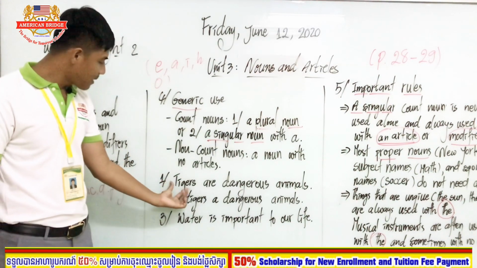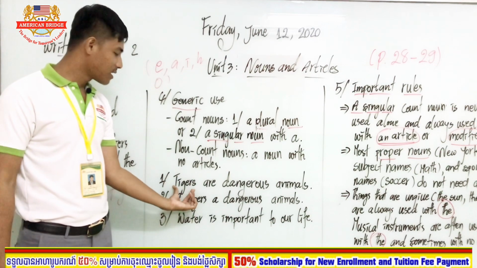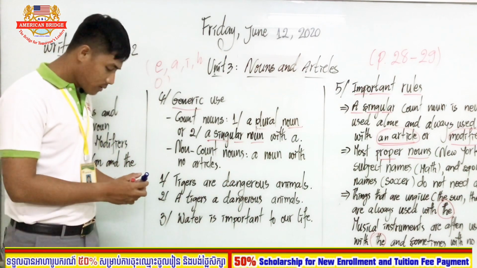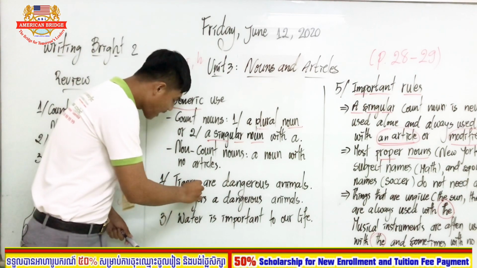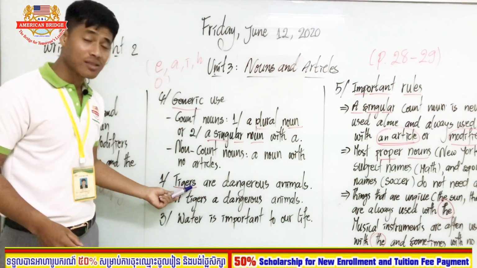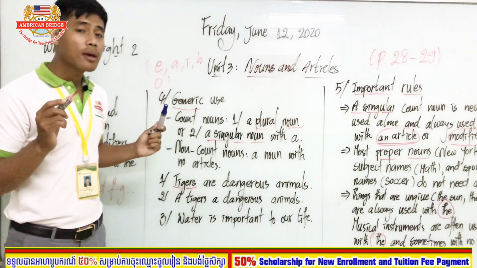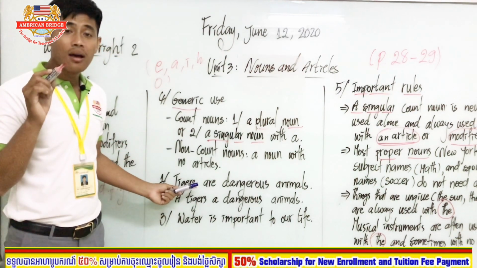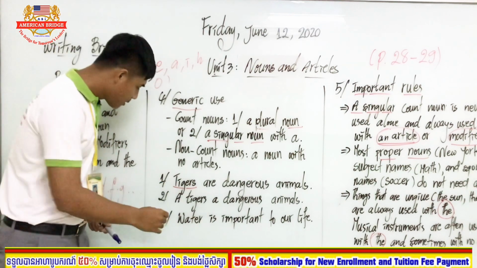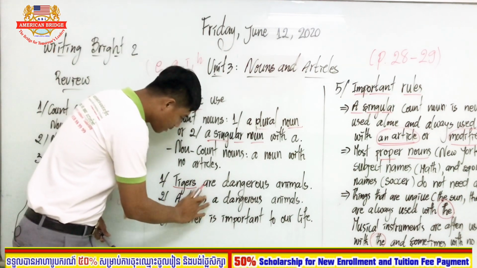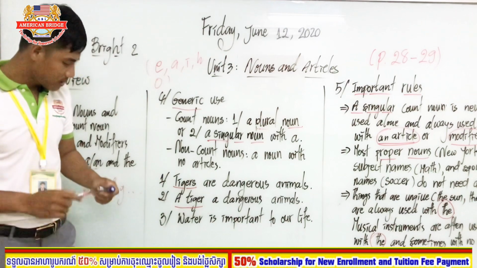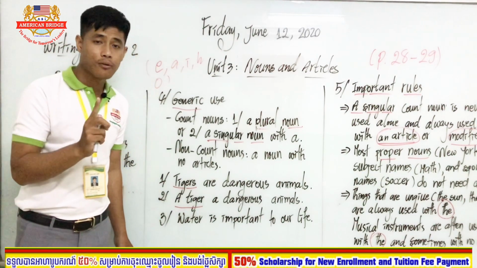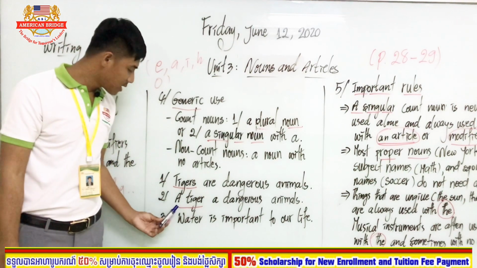Let's take a look at examples. Tigers. Tigers are dangerous animals. So look at this, tiger has an S, right? Tiger is a noun that we can count, but tiger here is plural. Next, a tiger. Oh, no S. A tiger, so only one tiger, so singular, right? Singular noun, we use a with it.